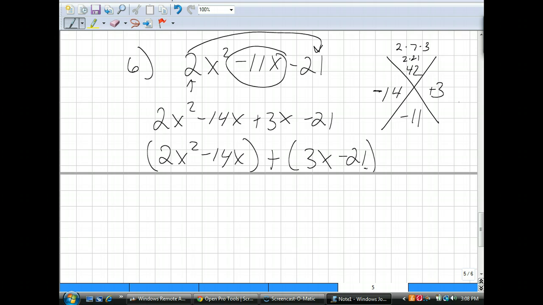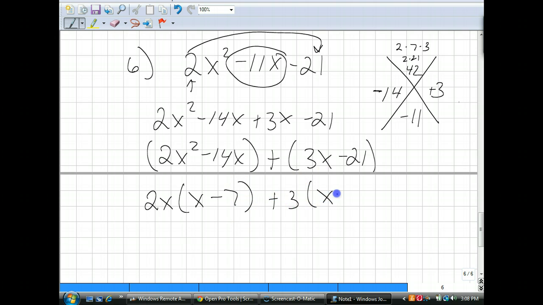Then look for common factors in the grouping. So 2x is the common factor in the first parenthesis, so I get x minus 7. 3 is the common factor in the second parenthesis. Now what is the common factor? Right, the common factor is x minus 7. And what's left over? 2x plus 3.